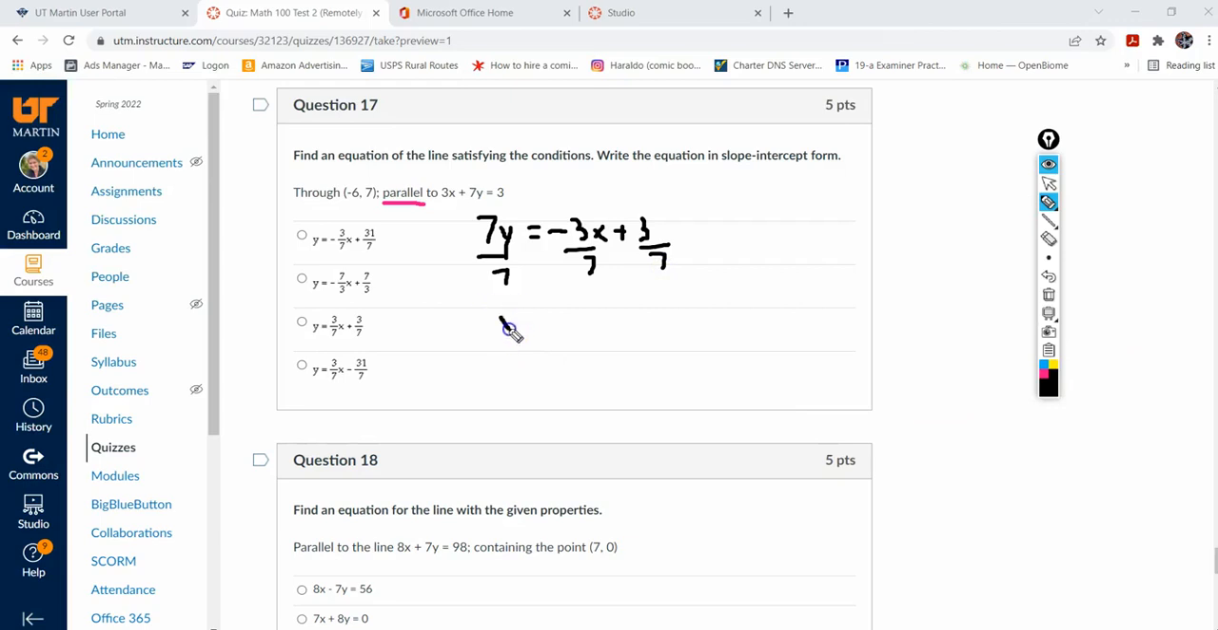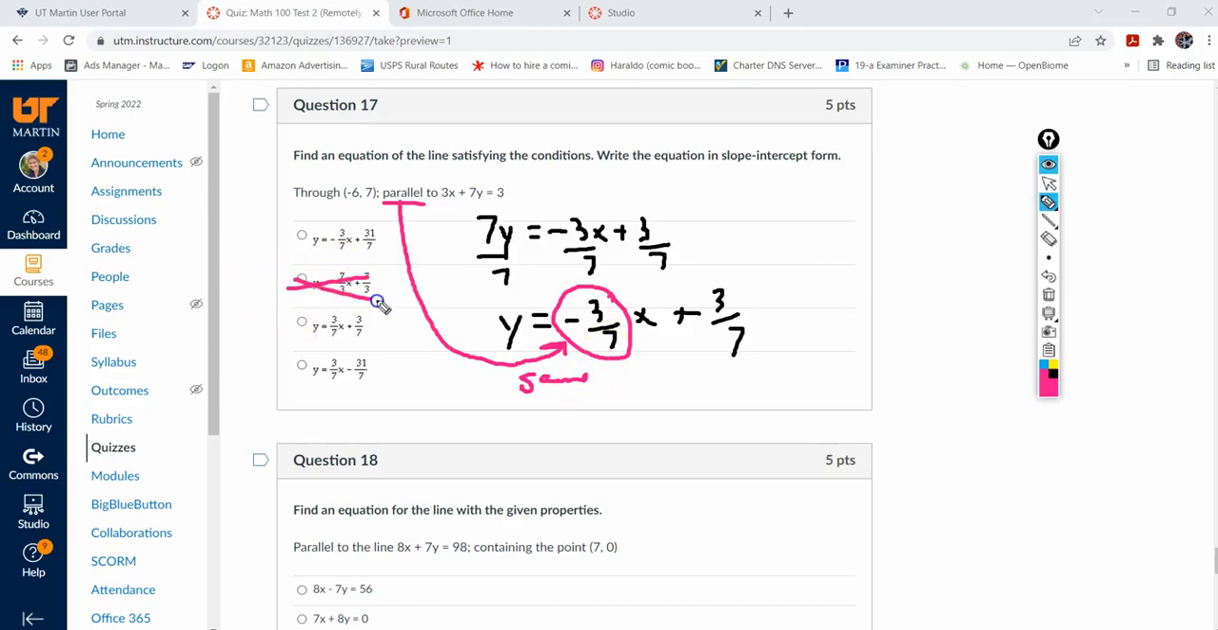And so we're going to have y equals negative 3/7 times x plus 3/7. So the slope of this line is negative 3/7. And if it's parallel, it will have the same slope. So I can look at this one, and that has slope negative 7/3. It's not the same. It's wrong.